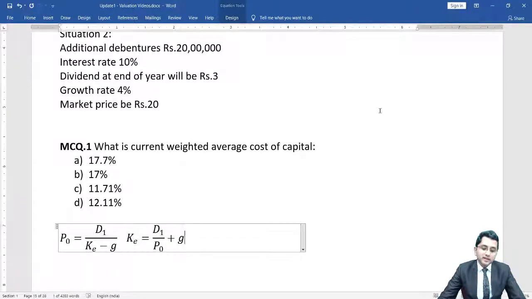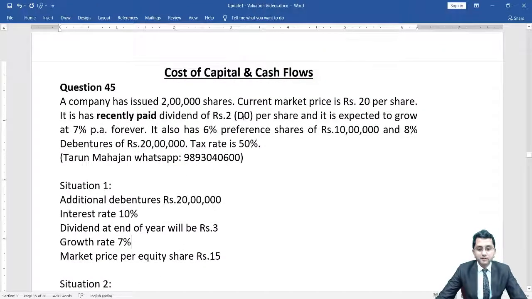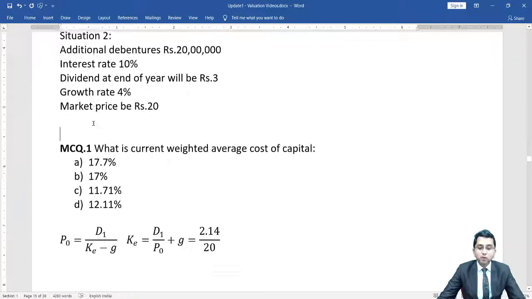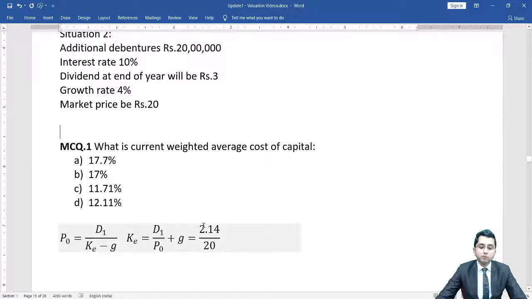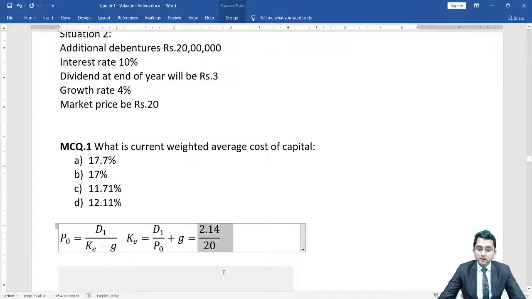So the question says that D0 is 2 rupees. Look here. D0 is 2 rupees and growth rate is 7%. So 2 rupees into 1.07 will give me 2.14. Current price is given as 20 rupees. Growth rate is given as 7%.